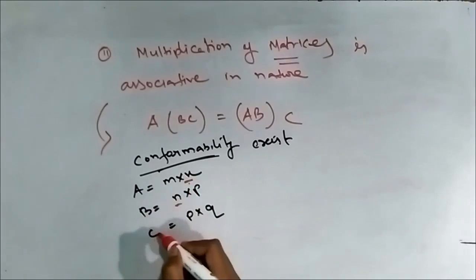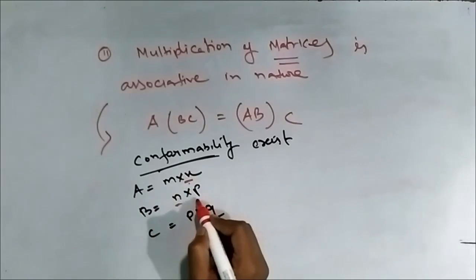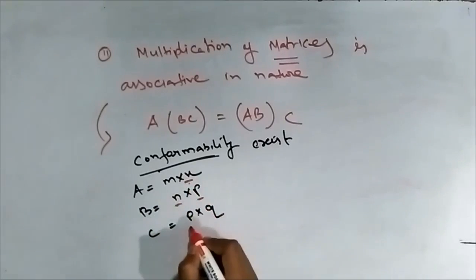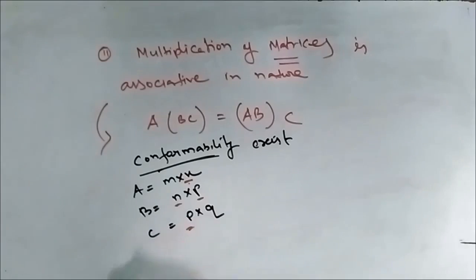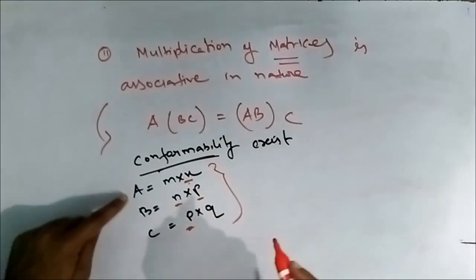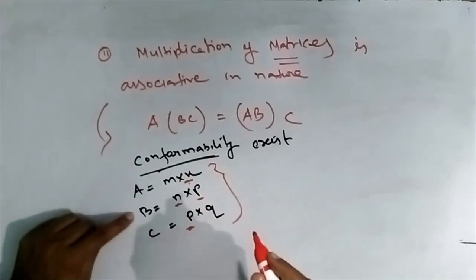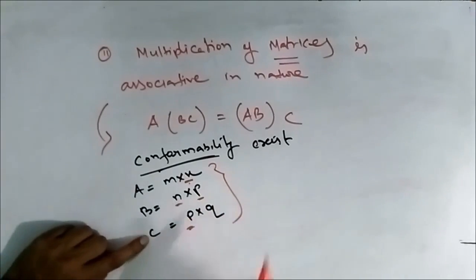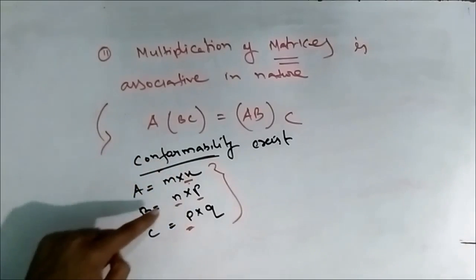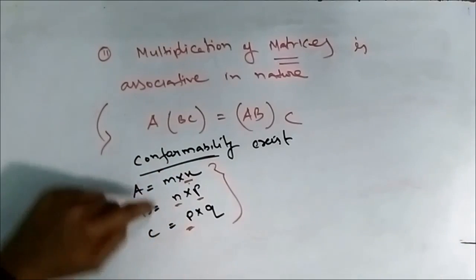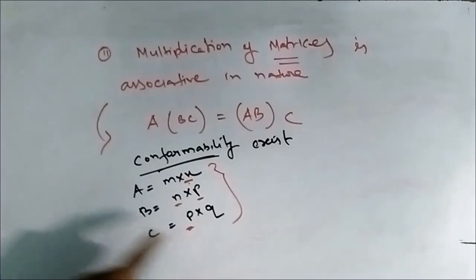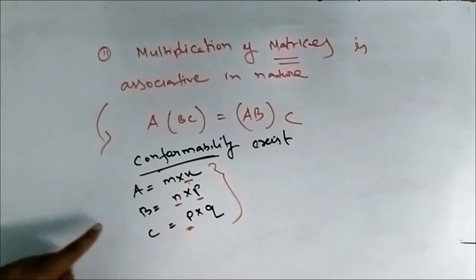Multiplication of B and C is also possible because the second element of P is equal to the first element of C. So in this case, if AB multiplication is possible and BC multiplication is also possible, you can see that the column of A is equal to the row of B, and similarly the column of B is equal to the row of C. So in this case, the multiplication of AB and BC is possible.